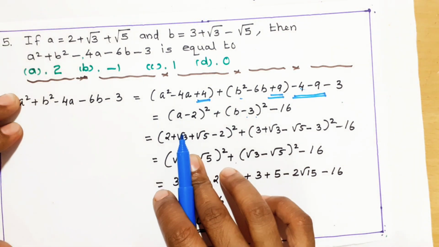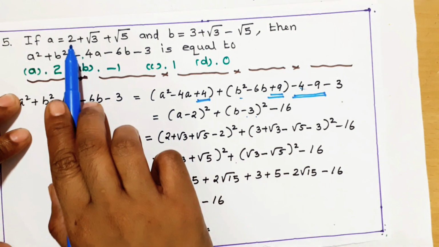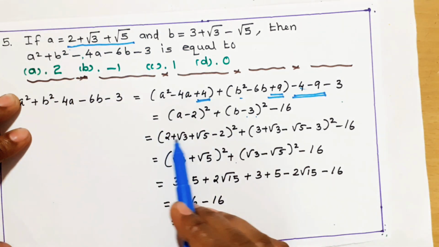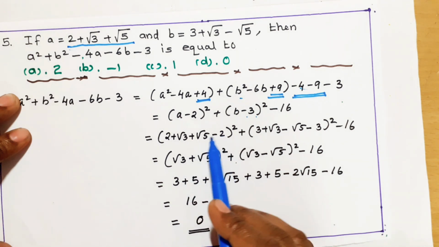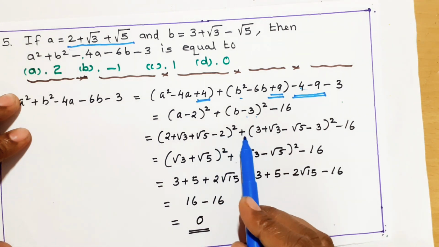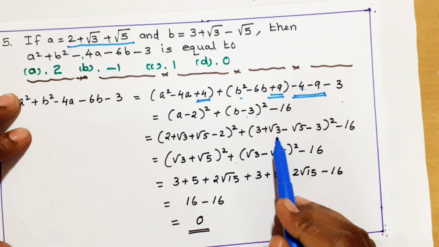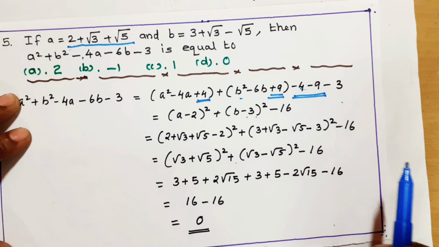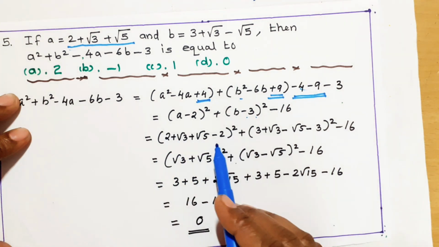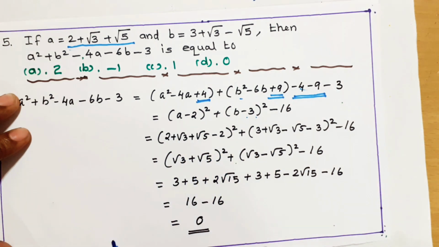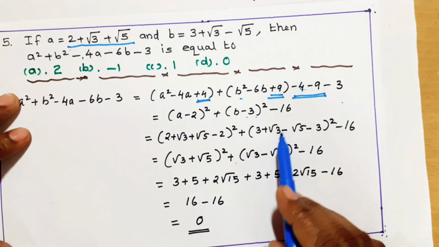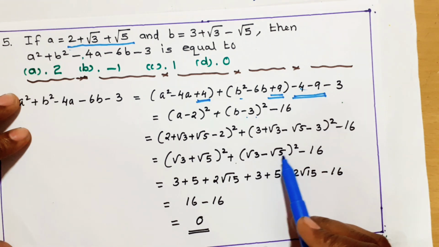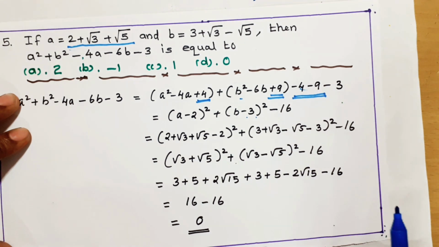After doing this, you have to check it. What is A in the question? A in the question is 2 plus root 3 plus root 5. So 2 plus root 3 plus root 5 minus 2 the whole square, plus B: 3 plus root 3 minus root 5 minus 3 the whole square, minus 16. If you check it, plus 2 minus 2 cancel, leaving root 3 plus root 5. Here also 3 minus 3 cancel, leaving root 3 minus root 5, the whole square, minus 16.